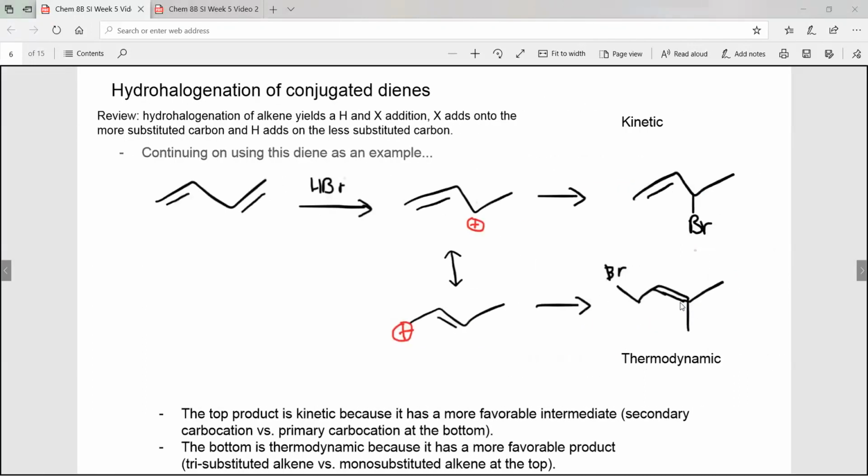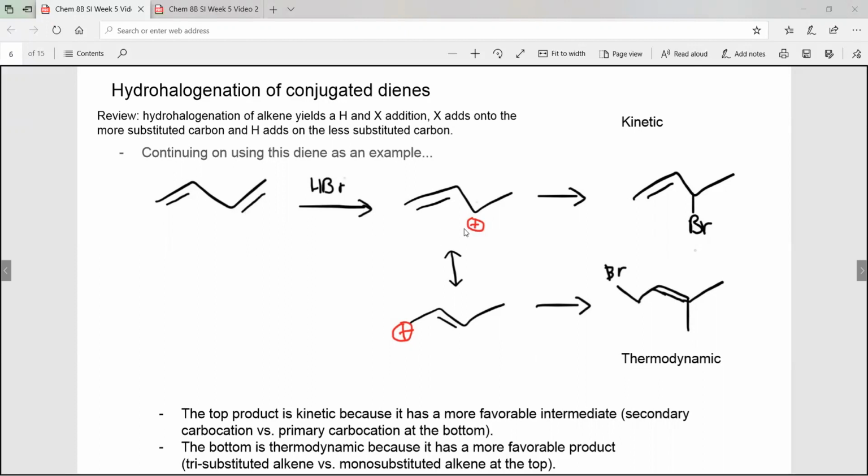One of the examples we went over in class is hydrohalogenation of a conjugated diene. So recall hydrohalogenation of alkene uses a hydrogen and halogen addition, with the halogen adding onto the more substituted carbon and the hydrogen adding onto the less substituted carbon. It forms the carbocation intermediate after the pi bond grabs the hydrogen. Then the halogen will come and attack the carbocation.